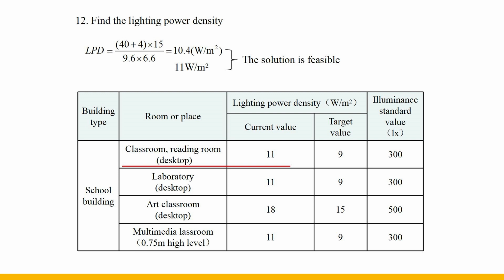The 12th step, finally, we check whether the calculation results conform to the current value of lighting power density of 11 watt per square meter by calculating the lighting power density. The electronic ballast matching the fluorescent lamp is calculated as 4 watt. The installation power of a single lamp is equal to the rated power of the light source 40 watt plus the ballast power 4 watt. Multiplied by the number of lamps 15 to get the total lighting installation power, divided by the classroom area, the lighting power density of the classroom is 10.4 watt per square meter. Since the calculation result is less than 11, it can be determined that the lighting design is feasible.